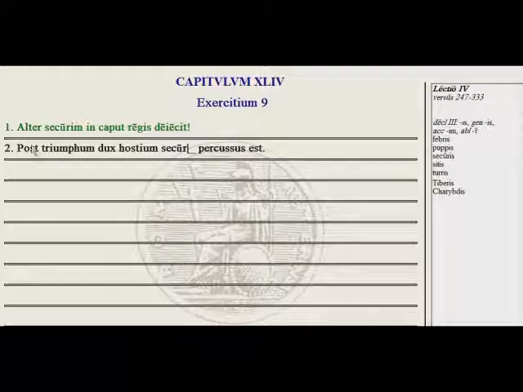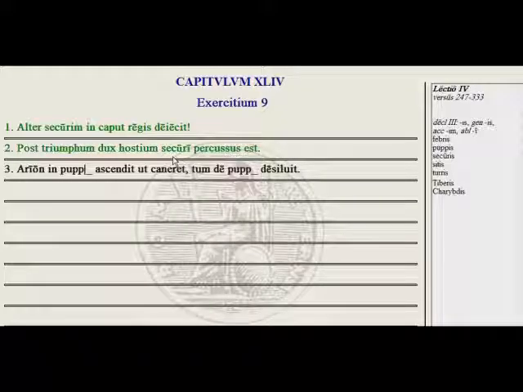And then we have, post triumphum, dux hostium blank percussus est. So after the triumph, the leader of the enemy was struck. And then we want to say by an axe, and so we need the ablative. The ablative of a true I stem is securi. Securi. Bene, let's try number 10.